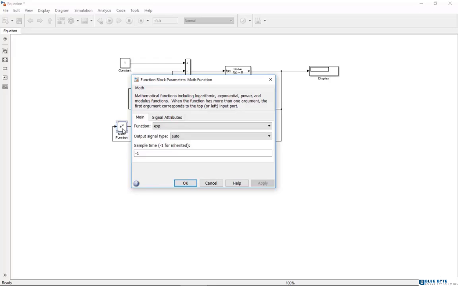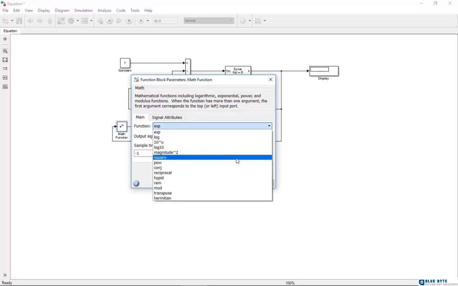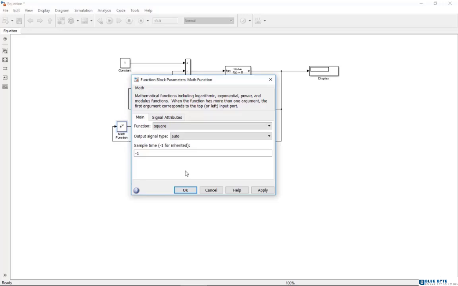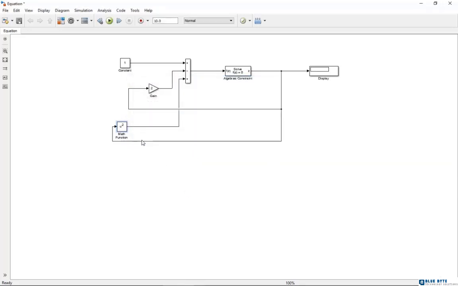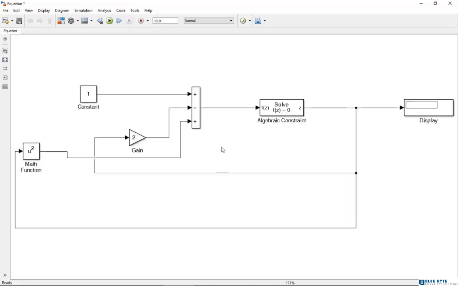In the math function block, I set the function to square. Here it is. I choose it. So we generate the x to the power of 2 with this block. Now, if you run the system, you can see the output of this equation is 1. So here we could solve the equation using the algebraic constraint block.